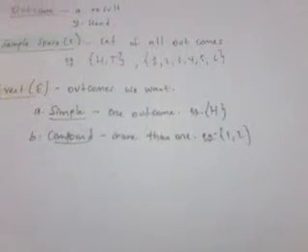So they're divided into two. One is simple and the other is compound, really easy stuff. Simple is just one outcome. Compound is more than one.